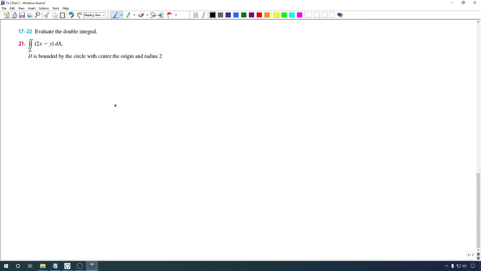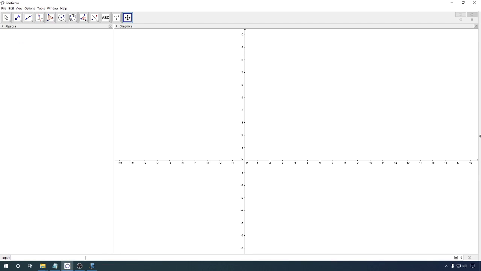Let's take a look at problem 21. Here we have, it's just find a double integral over a region. They gave us a description of the region. D here is, well, it says the region that's bounded by the circle with center the origin and radius 2. We could say that's a disk, is the term that we're using here, and we know how to graph that.